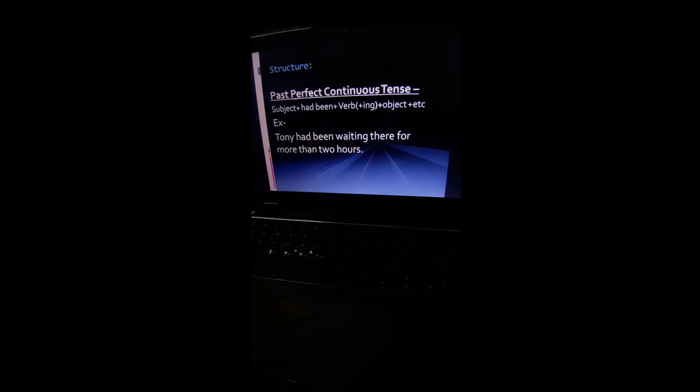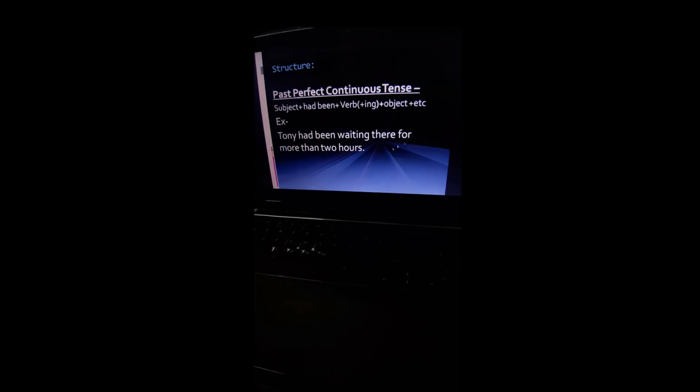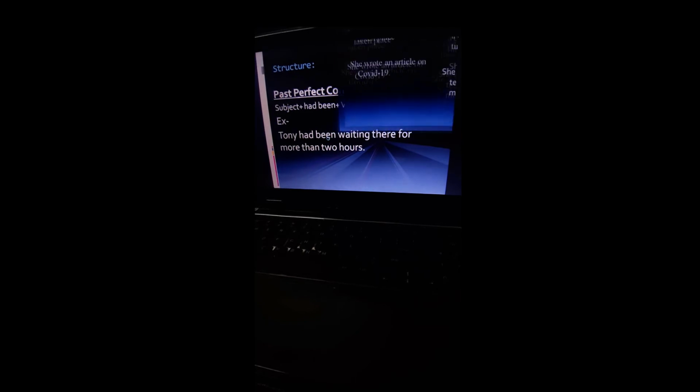Like in the present tense, the present perfect continuous indicates an action that began in the past and continued up to the present. But the past perfect continuous is a verb tense that indicates something that began in the past and continued in the past, also ended with a defined point of time. Here, after waiting there for more than 2 hours, the duration is included, right? So the same goes on with the past tense and present tense.